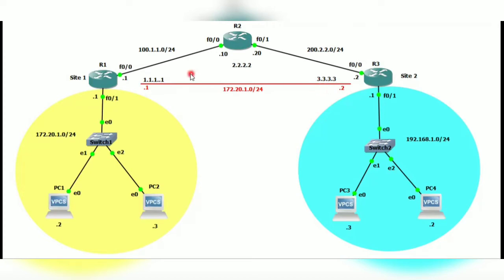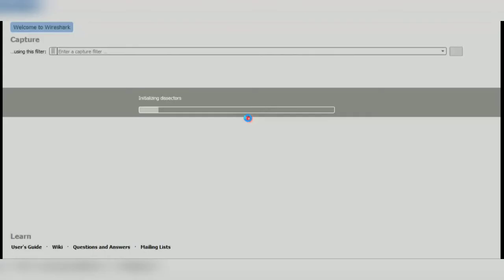Here we are going to create a VPN tunnel between router 1 and router 3. Then we will use IPsec to encrypt the tunnel, and also we will see the packet flow on Wireshark. Let me start the Wireshark packet capture. Now we are capturing traffic on the links between R1 and R2, and R3 and R2.